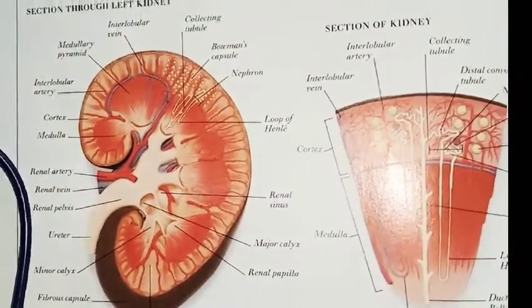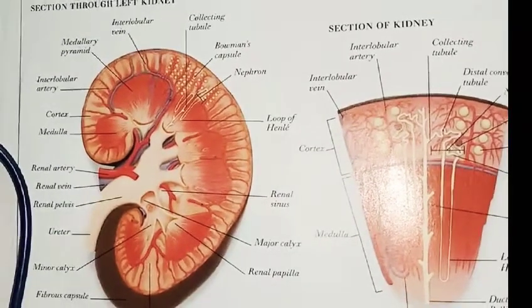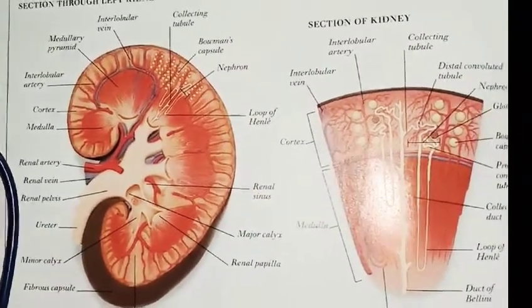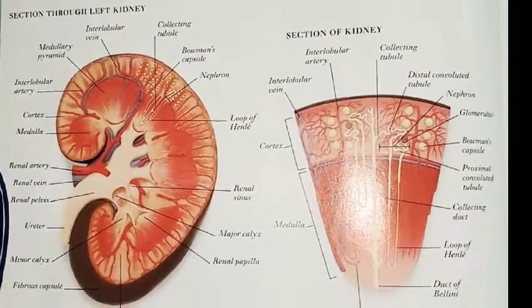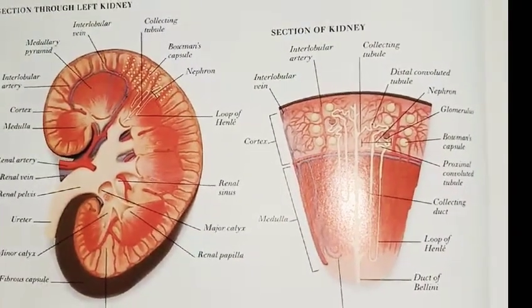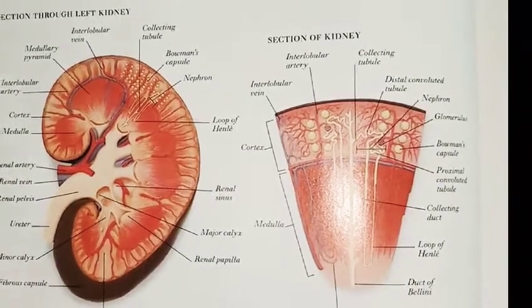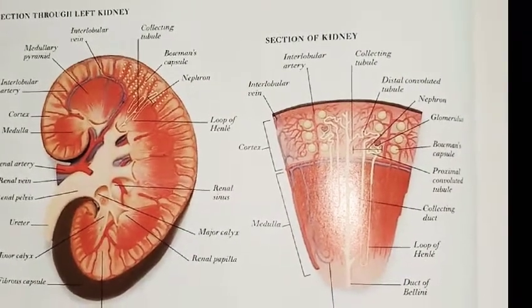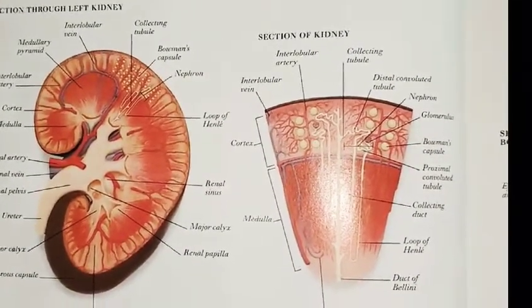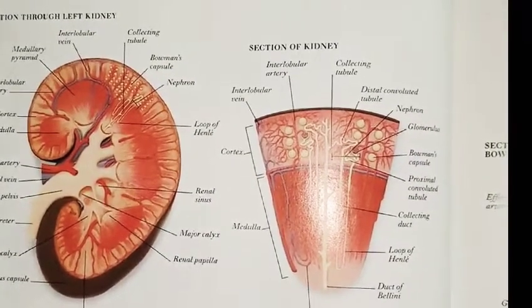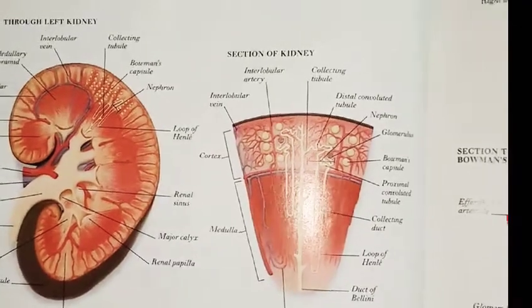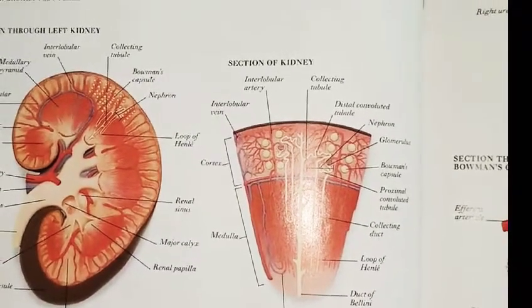Now, this diagram shows how the kidney looks. The kidneys are reddish brown, bean-shaped structures situated between the levels of the last thoracic and third lumbar vertebrae. Each kidney is about 10 to 12 centimeters in length, 5 to 7 centimeters in width, and 2 to 3 centimeters in thickness. In adult males, the average weight of a kidney is 150 grams, and in adult females it is about 135 grams. Each kidney is enclosed in a tough fibrous capsule.